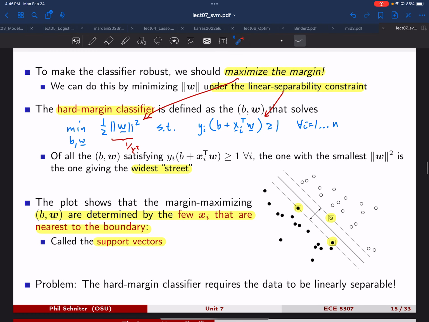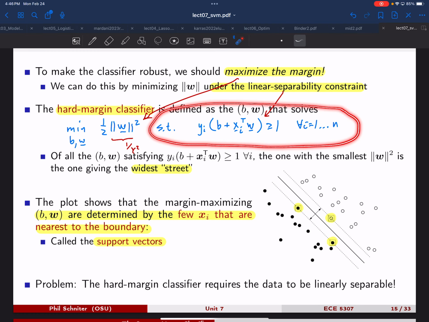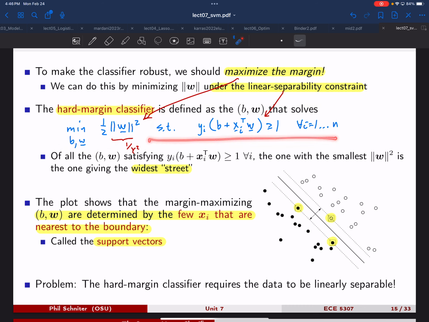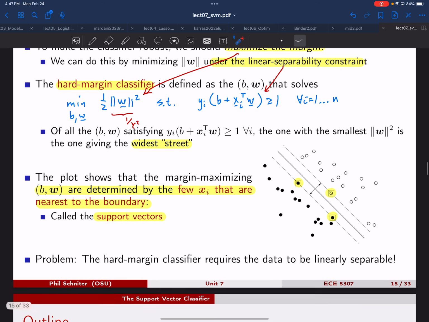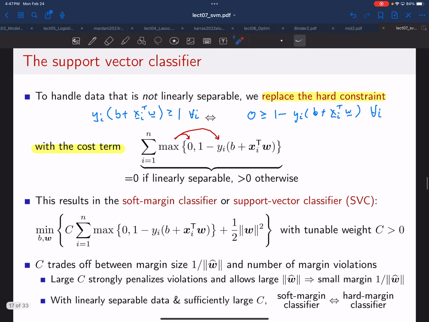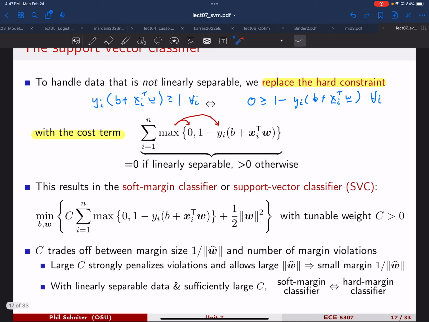Okay, so basically what we're going to do is we're going to take this old optimization problem, and rather than minimize this such that this holds, we'll minimize this plus a cost term. And that cost term is this. Okay, so here we are. Here's that first part. Minimize over B and W of 1/2 norm of W squared, which is like the inverse margin squared. And then here is that cost term.